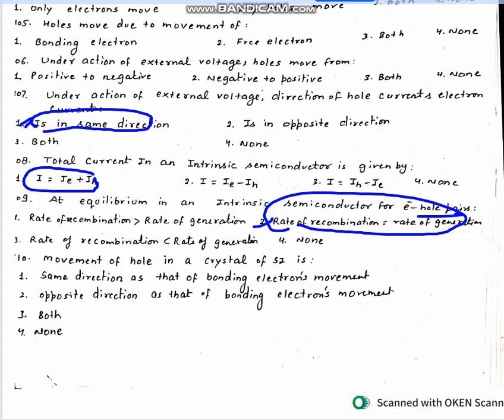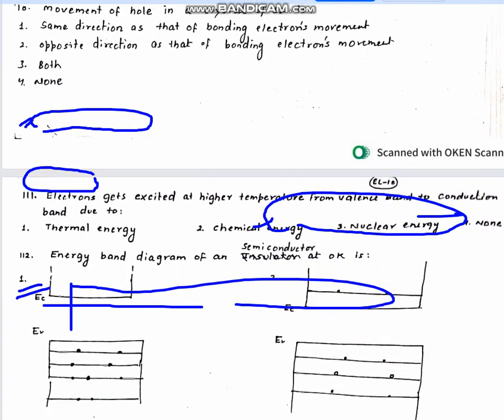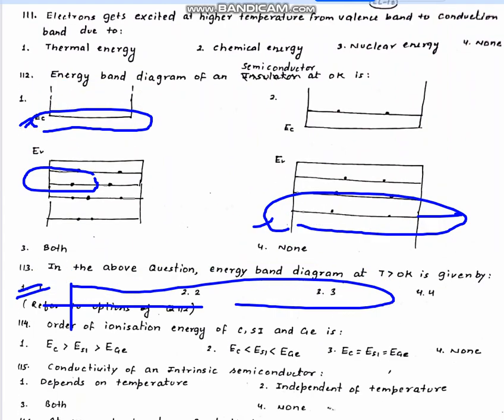Next is movement of hole in a crystal of silicon is in the opposite direction as that of bonding electrons movement. So second is correct over here. Next is electron gets excited at higher temperature from valence band to conduction band due to thermal energy. Next is energy band diagram of semiconductor at 0 Kelvin. So at 0 Kelvin it behaves as pure insulator. So all the electrons are in the valence band. So first corresponds to the correct configuration.